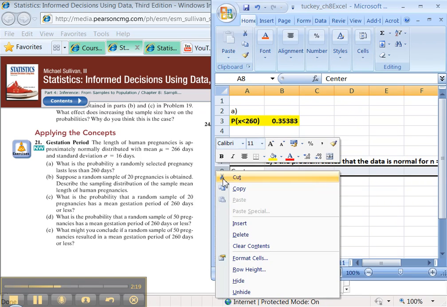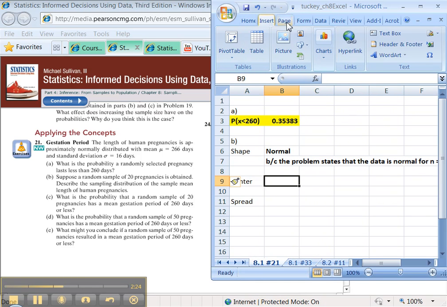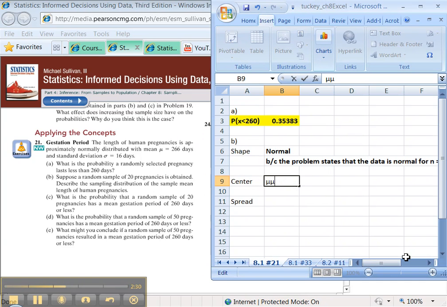Let me add in a row here just to kind of keep it clear. The center is the mean, so let me insert a symbol here. It's mu for x bar. That's the center. I can't really do the symbol in here; I'd have to go do it someplace else. But now what is the center, the mu of the x bars?